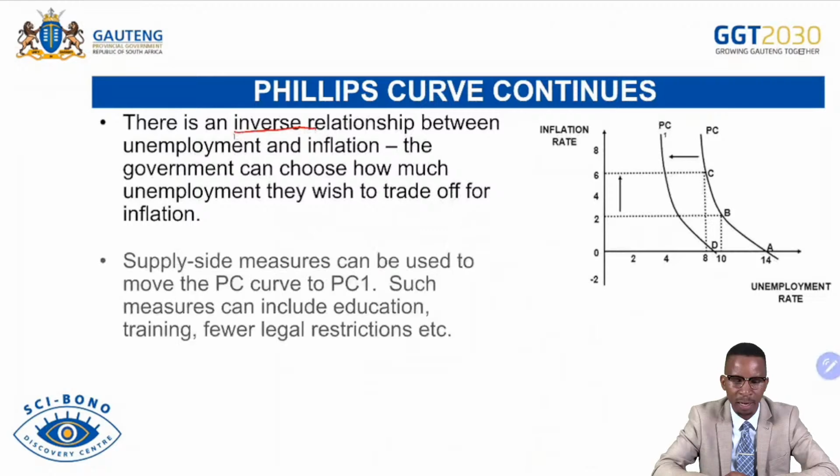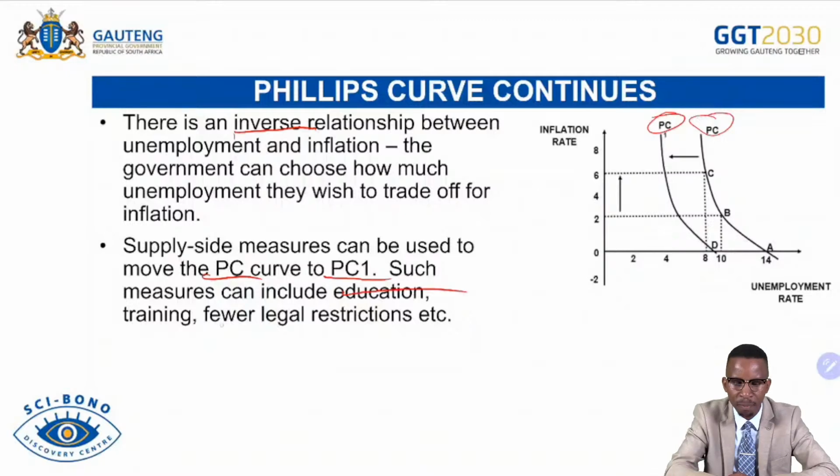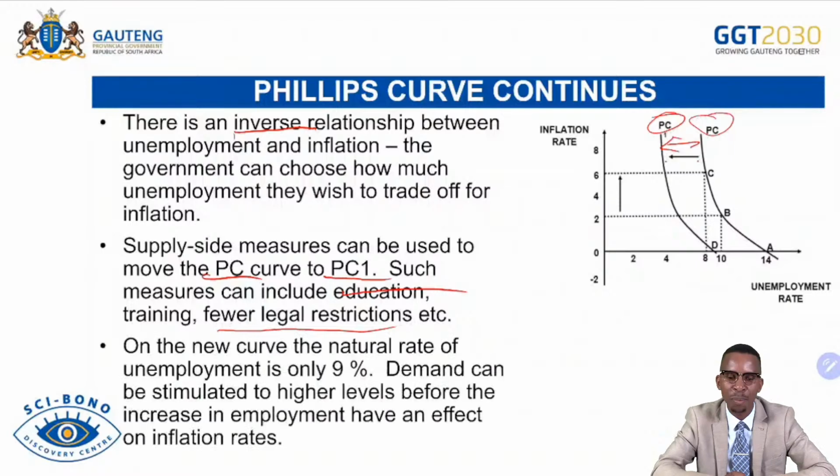Supply side measures can be used to move the PC to PC1, meaning the shift of the curve is caused by some supply side measures, such as education and training, fewer legal restrictions, etc., that shift the supply side. I mean, from the right to the left. So it has moved from right to the left, indicating that there have been improvements on those measures that allow even further production in the economy.